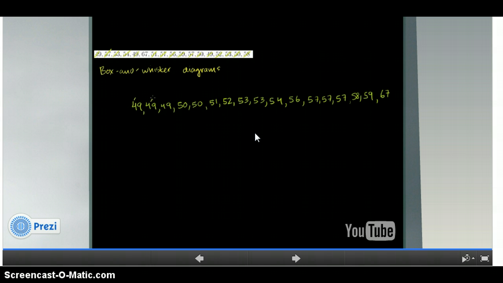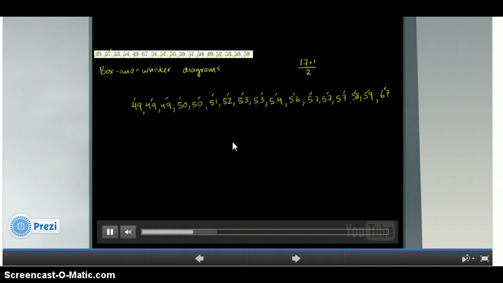We have 1, 2, 3, 4, 5, 6, 7, 8, 9, 10, 11, 12, 13, 14, 15, 16, 17 numbers. So the middle number, if you have 17 numbers, there's two ways to think about it. However many numbers you have, we have 17, you add 1 to 17, and you divide by 2, and you count that many spaces from either the left or the right hand side, and you will get the middle number.